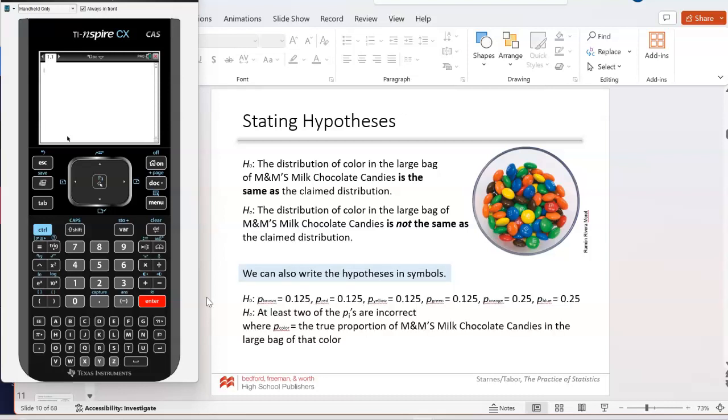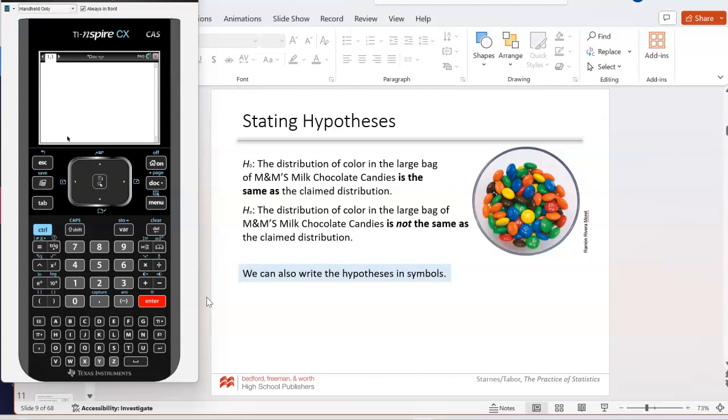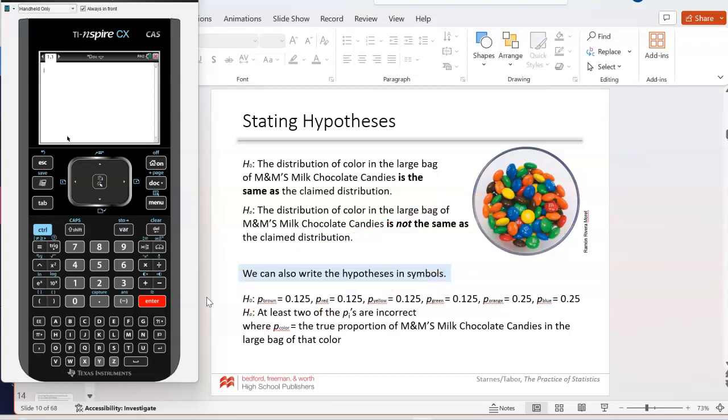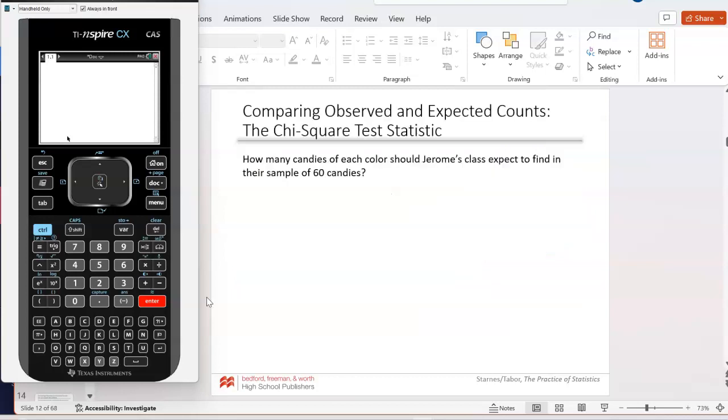We can write them in symbols if you want to, probably not necessary. I much prefer this kind of generic, in context way of talking about it. If you do use symbols, if you use the proportions there, you're not really suggesting that all the colors are different. When you say they're different, you're just saying the distribution is not the same. So at least one color is different or something like that.